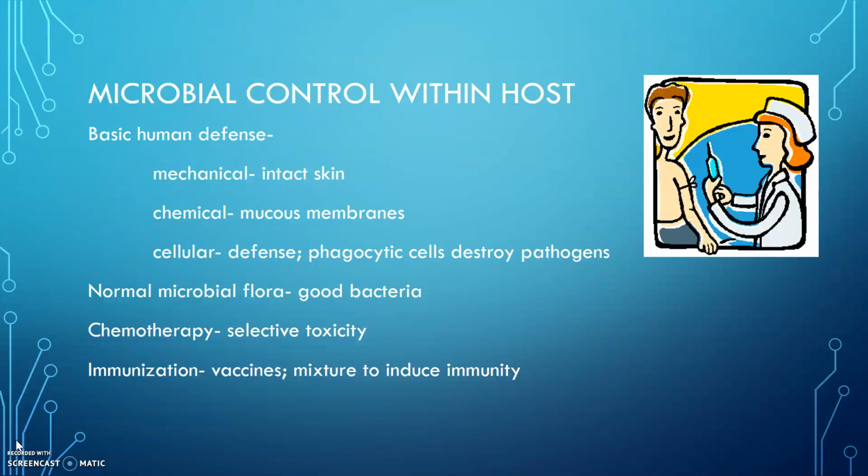For microbial control within the host, we have a basic human defense. The mechanical defense is the intact skin. A chemical defense is the mucous membranes. And a cellular defense is phagocytic cells that destroy pathogens. Normal microbial flora are good bacteria. Chemotherapy has selective toxicity, and immunizations or vaccines are a mixture to induce immunity.